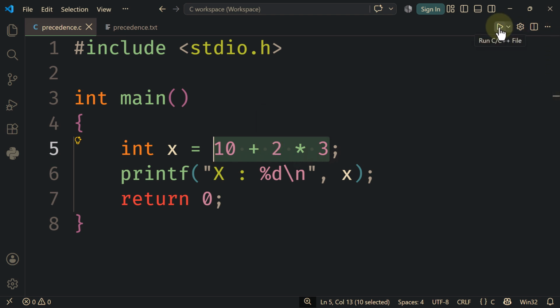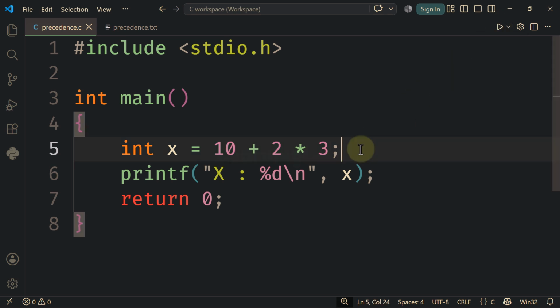If you need, you can run this program and see the output. Now the next question is, what if I want to perform 10 plus 2 and whatever result it produces, I want to multiply that with 3? For this particular case, how can I write the code? For that, we can use the parentheses. We can write something like this.